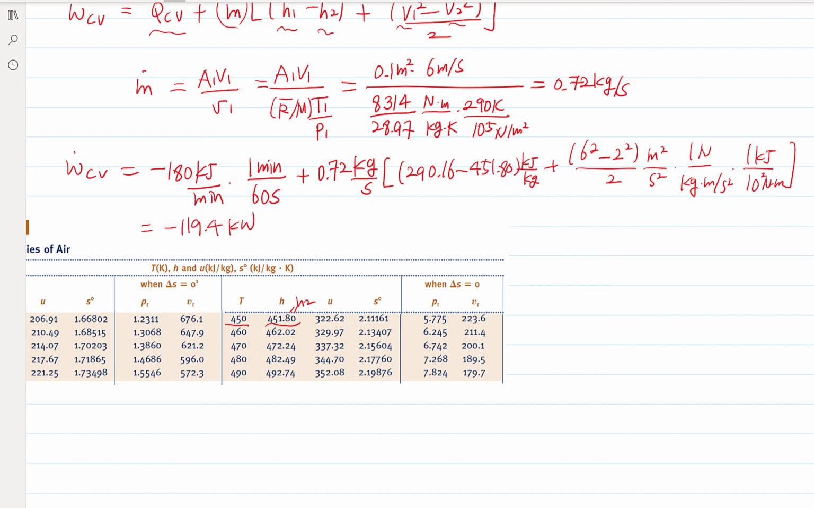Since the compressor is a work-consuming device, W is negative. If W is positive for a compressor, then something is wrong with your calculations. So check your calculation again.